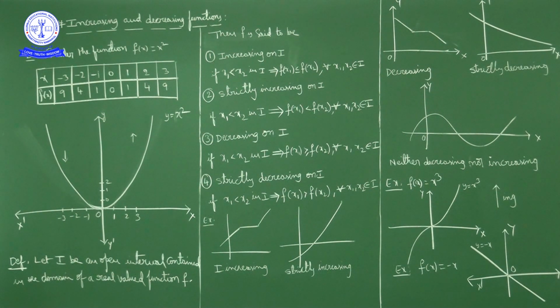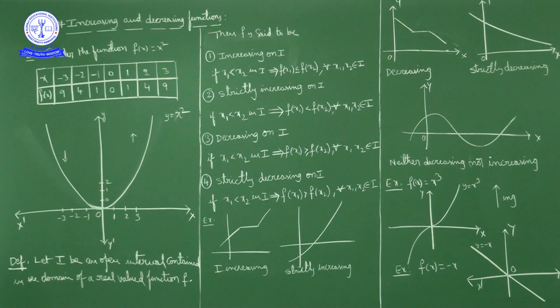f(x) = x² is an increasing function for x positive. f(x) = x² is a decreasing function for x negative. f(x) = x² is neither increasing nor decreasing for x belongs to R. Where we are considering x, that is also important. An increasing function means as you move from left to right, the graph has to increase.